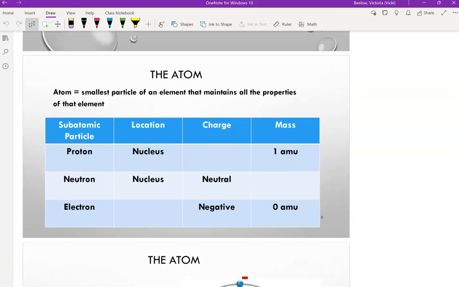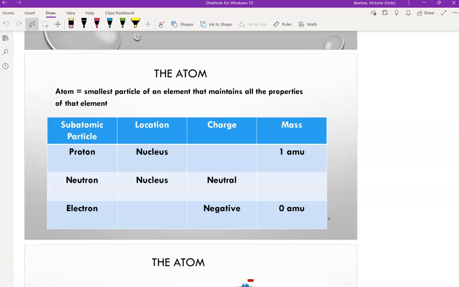Again, an atom is the smallest particle of an element that maintains all the properties of the element. It is also the smallest unit of matter. As far as high school science classes go, we'll just say an atom is the smallest unit of matter. And if you have an atom, it's going to be a specific type of element. It's going to be one of the elements on the periodic table.